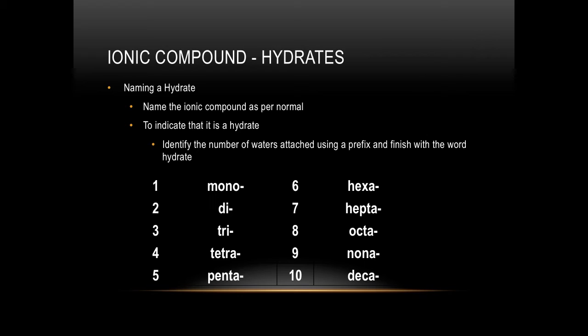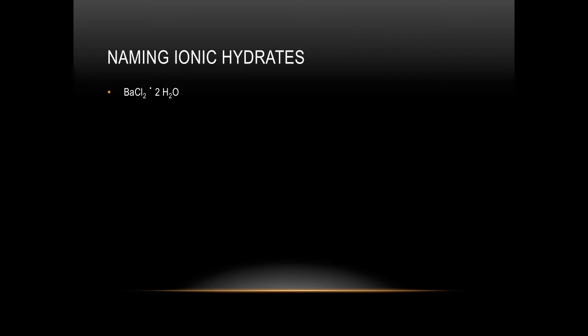So in naming a hydrate, we're going to name the ionic compound just as we have been previously naming the ionic compound. But after the name of the ionic compound, we're going to indicate how many waters are present using the prefix appropriate for that number of water, followed by the word hydrate.